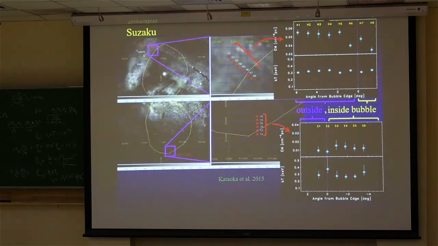Let's go higher. At very high latitudes, there is this claim by Suzaku that we don't see a shell. In fact, we see the opposite. I don't think this is correct. In the northern bubble, you see these pointings going from outside the bubble to inside the bubble, which is at the top. And as you see, the emission measure, when you cross the Fermi bubble edge, sort of wobbles.